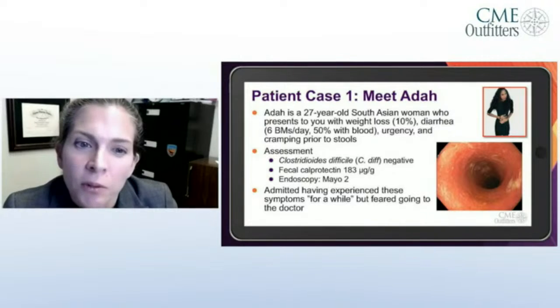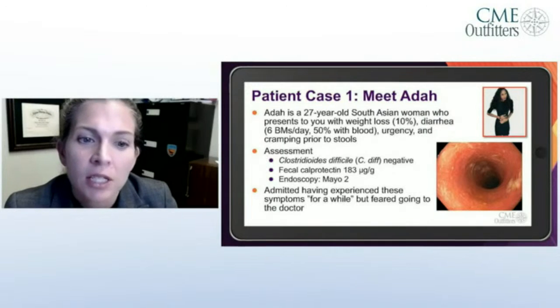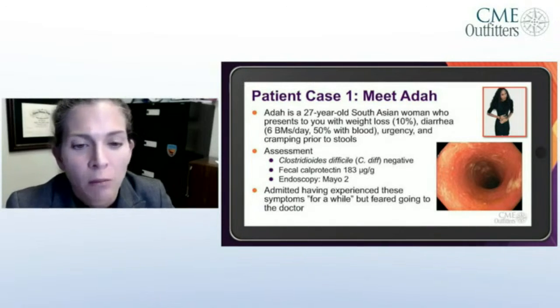Ada is a 27-year-old South Asian woman who presents with weight loss. She's lost about 10% of her body weight, and she's been having diarrhea. She describes this as 6 bowel movements per day during the day, and about half of these have blood. She is experiencing urgency and cramping prior to having a bowel movement that's relieved when she passes the bowel movement.